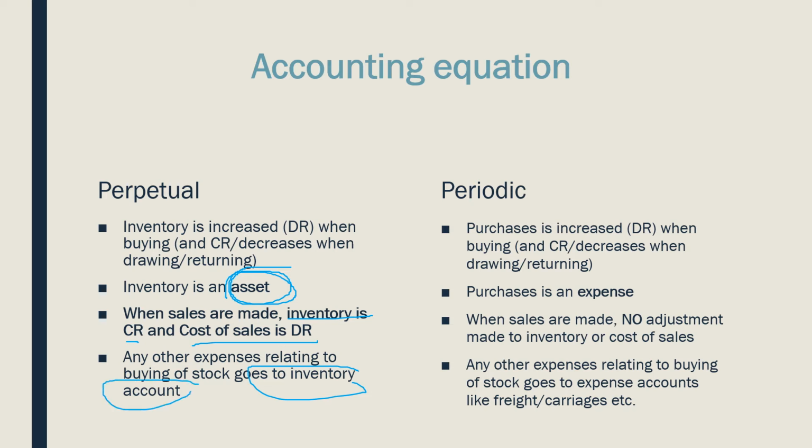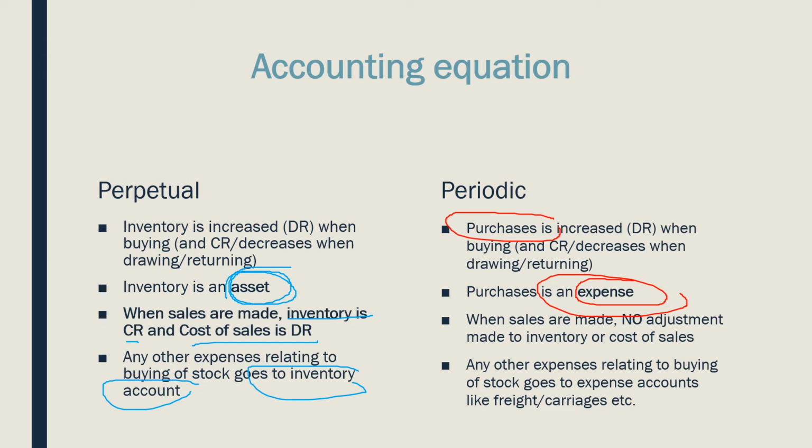Okay, in the periodic system, anything relating to inventory purchases would be dealt with in the purchases account, which is debited as well, but purchases is an expense. So we would be affecting the owner's equity column.